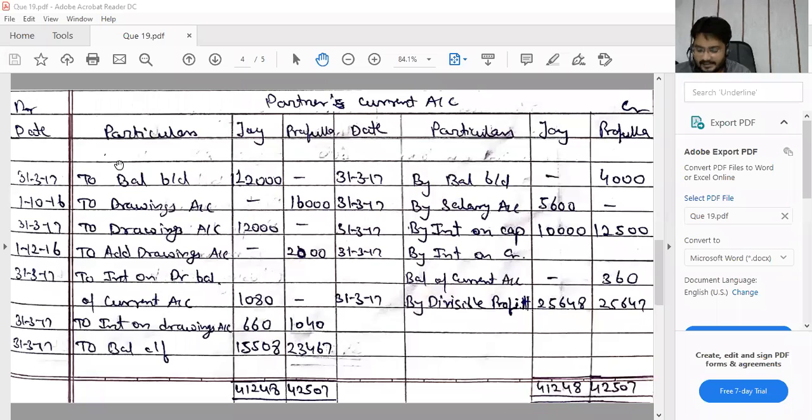Then current account balance is given. J is having credit balance, so write on the credit side of current account 31st March 17 by balance brought down. In the column of Prafulla 4,000, and J is having debit balance, so write on the debit side 31st March 17 to balance brought down. In the column of J, rupees 12,000.